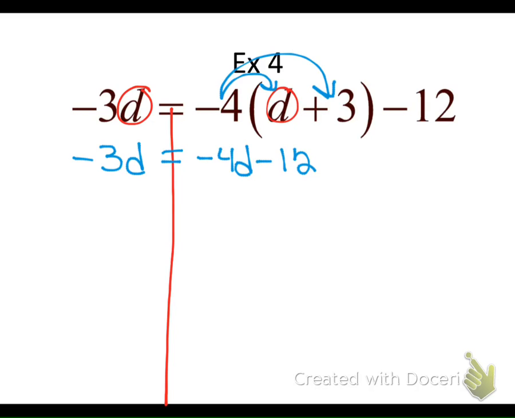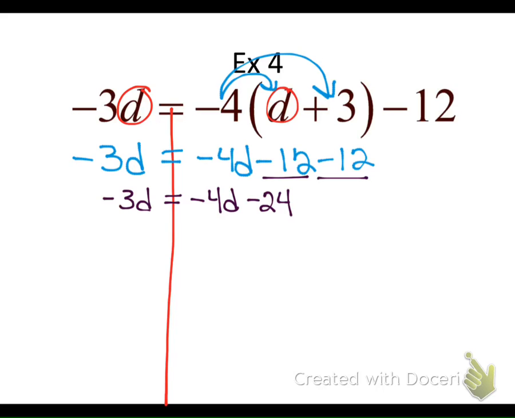Now that I distributed, I then ask myself, can I combine like terms on my left side? Nope. So I'm just going to bring that on down again. Can I combine like terms on my right side? Yes. -12 minus 12. What does that equal? 24. So -24. And then I'm just going to bring down my -4D. Last step, solve as usual. You add 4. Wait, what? Add 4. You had 3. Why? That's a common mistake.